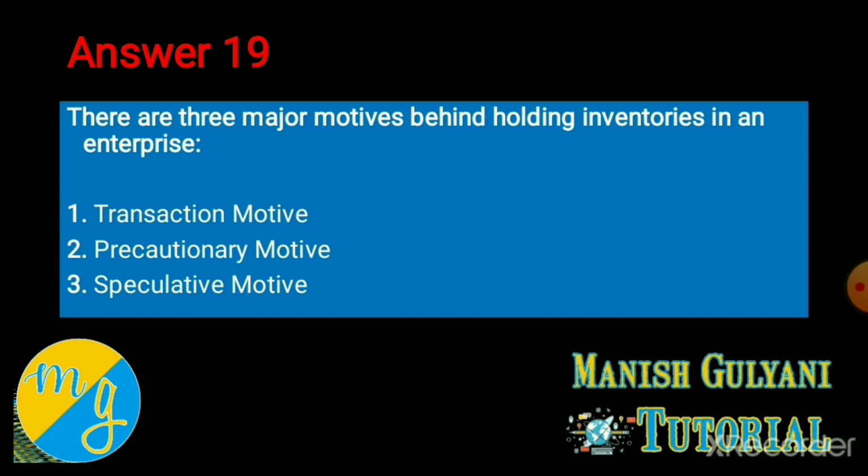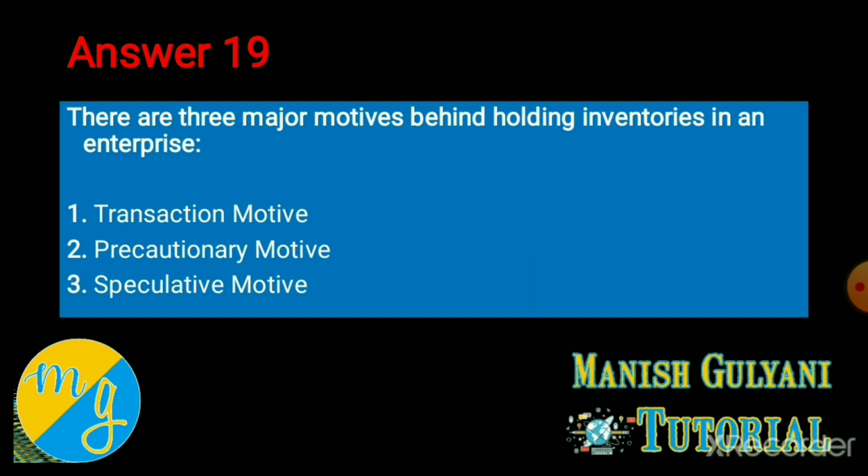Last one is speculative motive. Speculative motive simply means when any organization wants to take advantage of price fluctuation. Suppose if the prices of raw material are to increase rather steeply, the enterprise would like to hold more inventories than required at lower prices. It's quite obvious, when price is low, demand will increase. So that's called speculative motive. When any organization wants to take advantage of price fluctuation, in that case you have to maintain inventory. That motive is known as speculative motive.